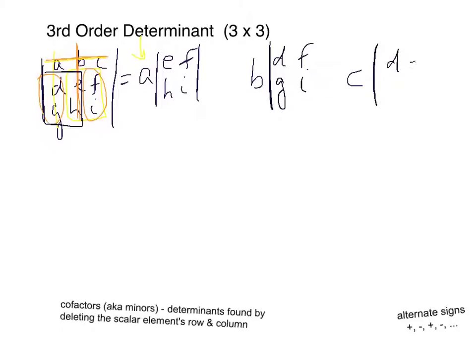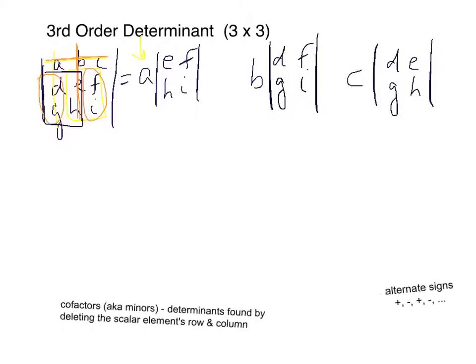That's a D, E, and a GH. Notice how these are not matrices, but 2 by 2 determinants. Forgot my determinant sign right there. All right, now you'll see down here, okay, it says alternating signs.